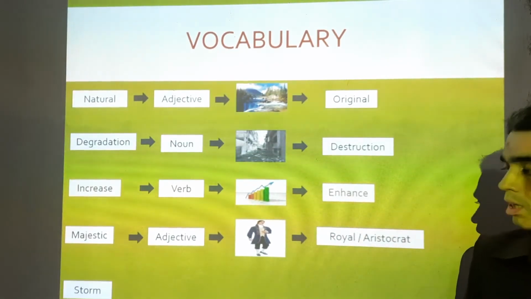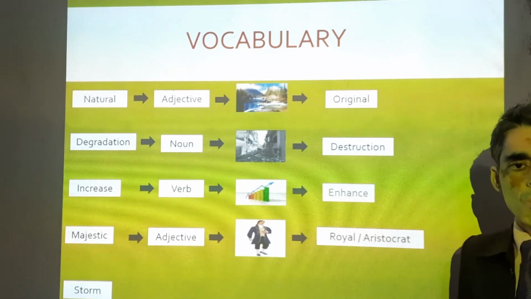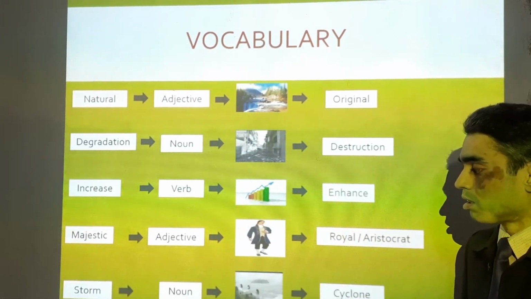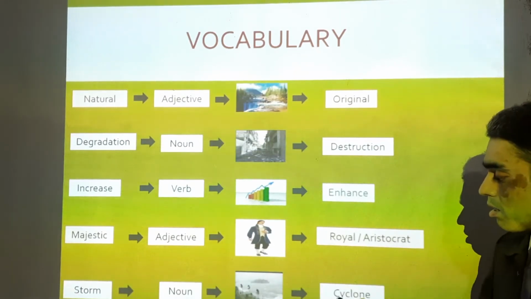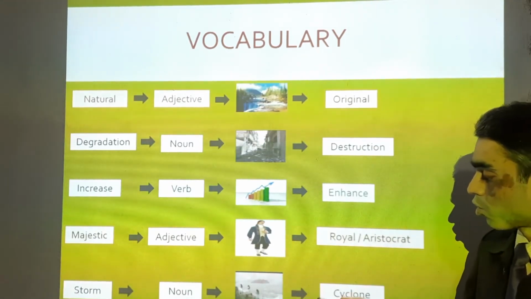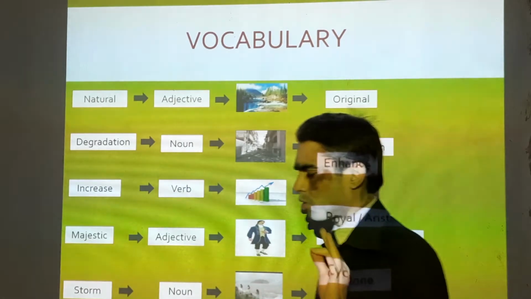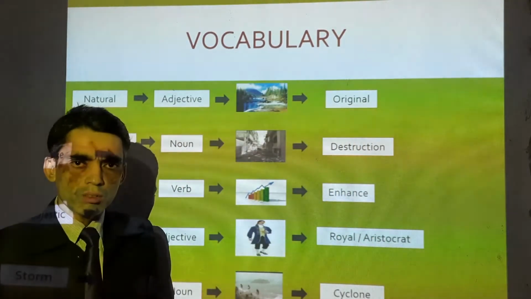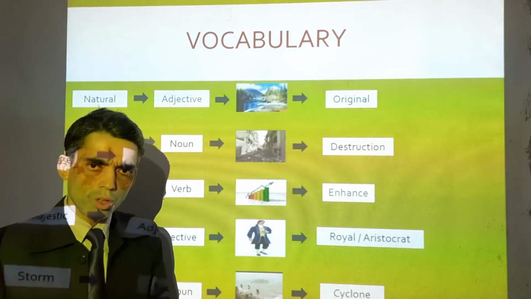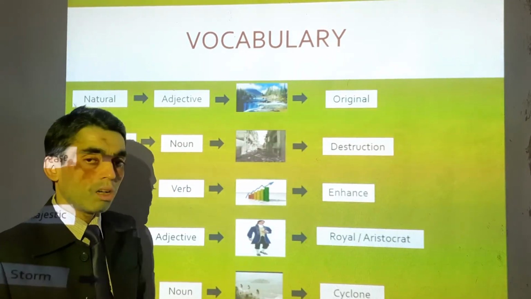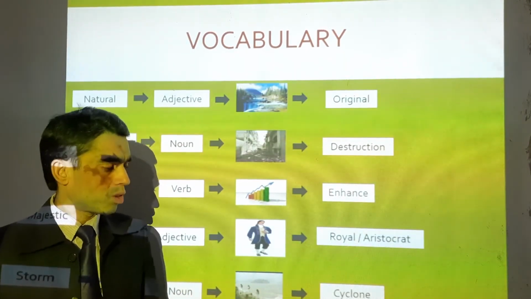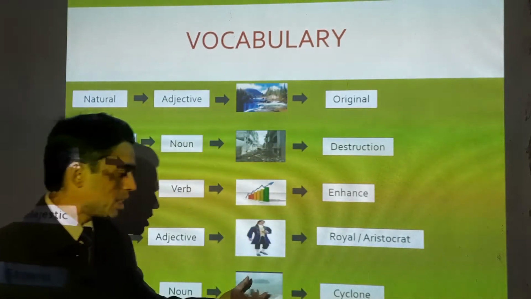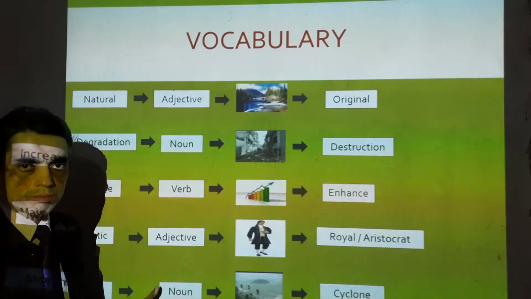The last one, storm. What do you think about a storm? Storm is a noun here, and you see the picture. Here is a storm. If we say some words, that means cyclone, tornado, and so many things we know. This is also one of the powerful natural calamities. So cyclone, tornado, all these things are called storm.